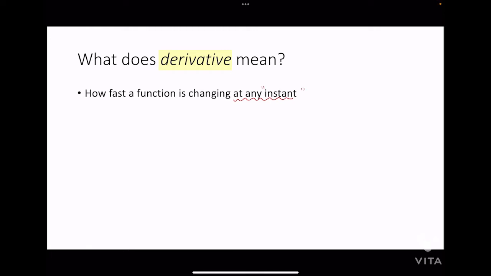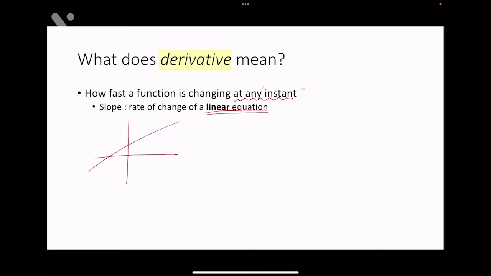This definition would be familiar because we know that the definition of a slope is the rate of change of a linear equation or linear function. So if there's a linear graph like this, we know that the slope equals delta x over delta y, right? This is the rate of change of this equation.